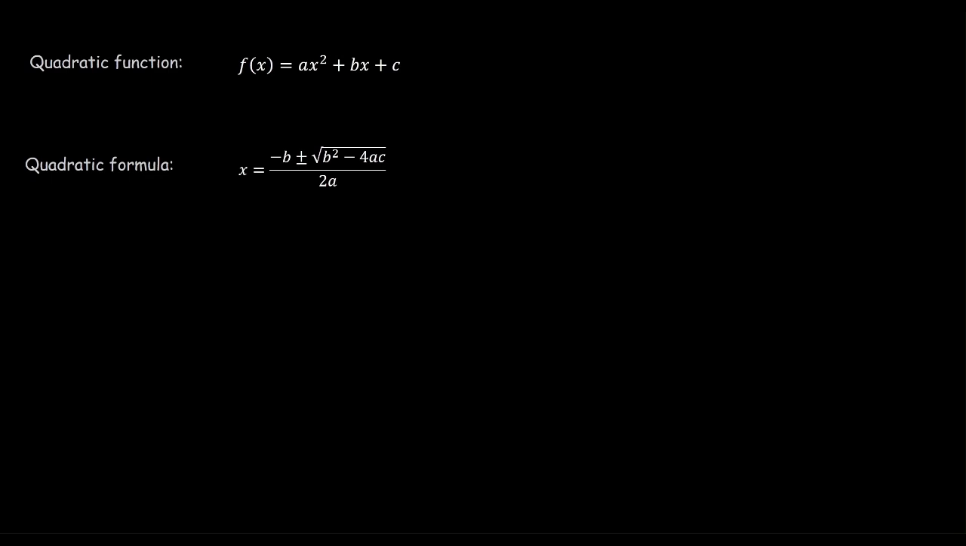First, let's start with the definition of a quadratic function. A quadratic function has a standard form of ax squared plus bx plus c, where a, b, c are real numbers and a is non-zero. Because if a is 0, then we don't have the first term, and the remaining part, bx plus c, is a linear function.